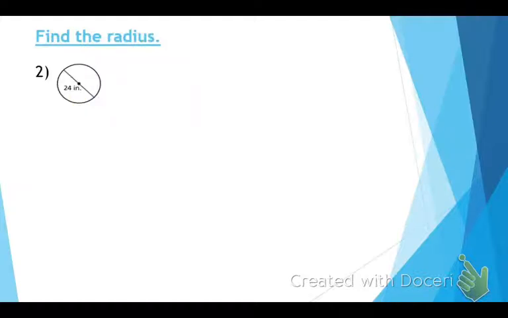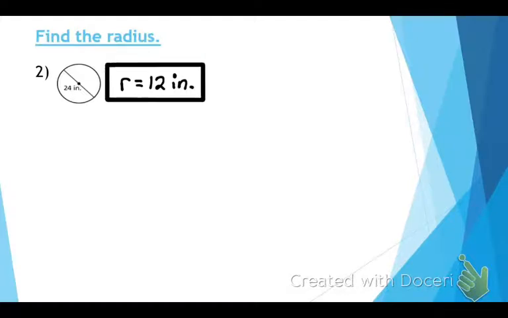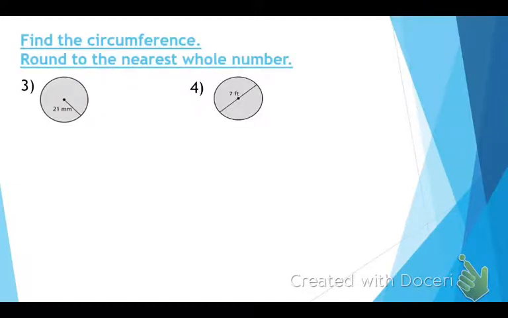All right, next one, it gives me the diameter. So guys, what would the radius be? 12 inches. How'd you figure that out? You divide it by 2. Correct. All you have to do is cut it in half or divide it by 2. Next one says, find the circumference. Remind me again, guys, what does circumference mean? The distance around the circle, and then we're going to round to the nearest whole.